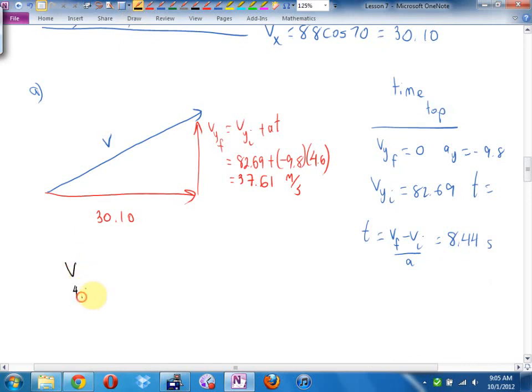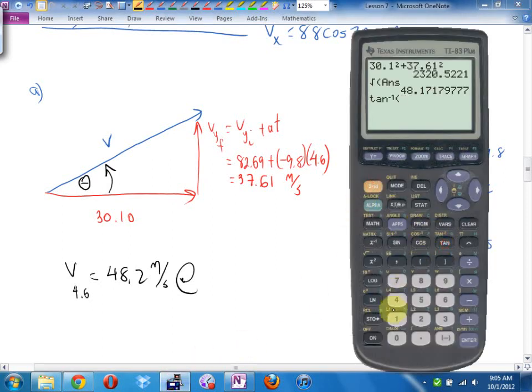Velocity at 4.6 seconds equals 48.2 meters per second. At, and we need an angle theta. Which trig function? Tan? Tan theta equals opposite over adjacent. Opposite over adjacent.